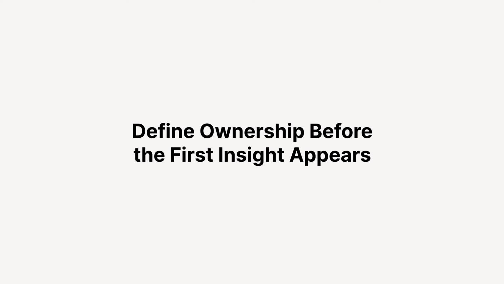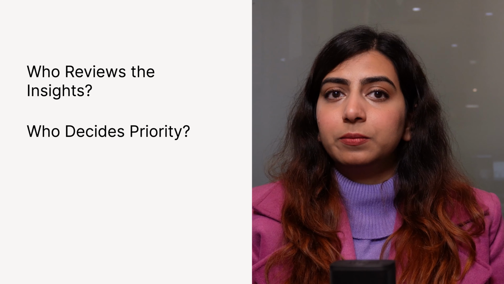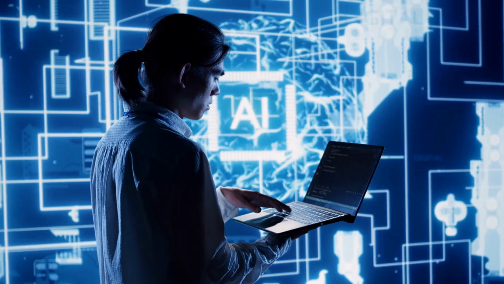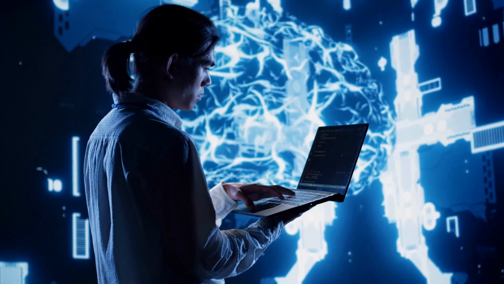And finally, define ownership before the first insight appears. This part is critical. If AI surfaces an issue and no one knows who owns it, nothing happens and trust in the tool drops quickly. So during implementation, clarify who reviews the insights, who decides priority, and who follows up when something needs action. When ownership is clear, AI feedback analytics stops being interesting and starts being operational.